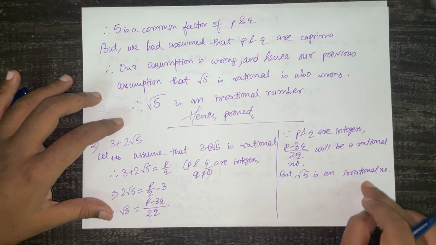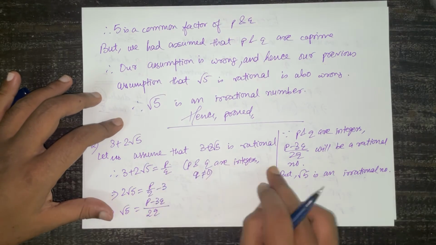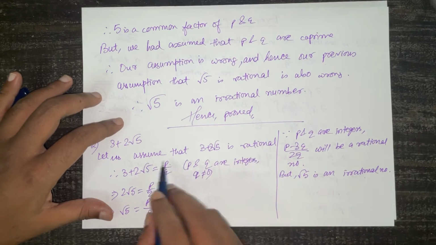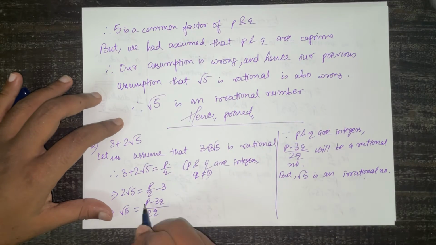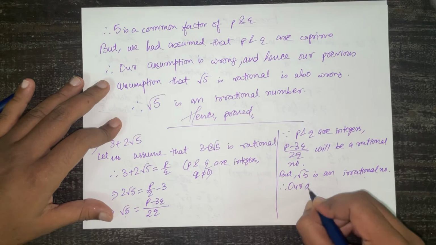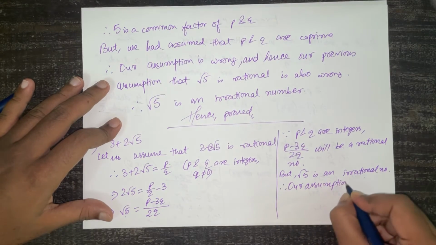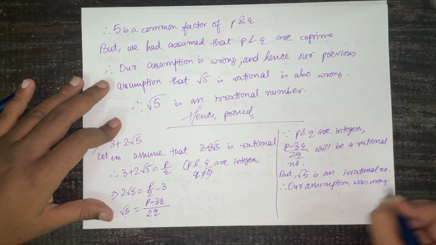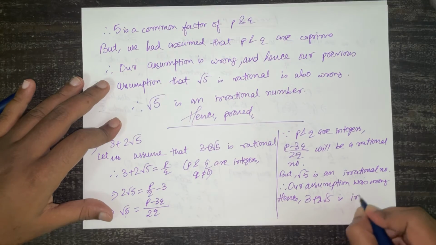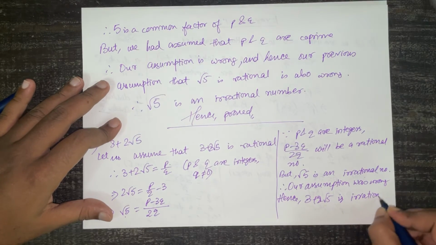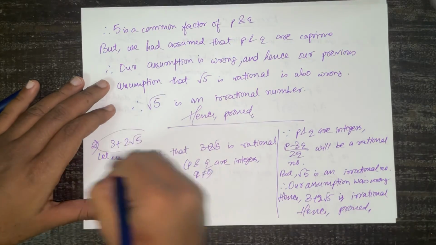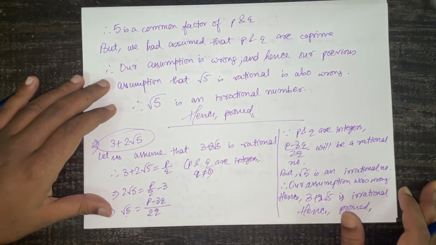So as root 5 is irrational, our assumption was wrong. We considered this to be rational, and that's why we got p by q, and ultimately we got root 5 to be a rational number. But root 5 is an irrational number, therefore our assumption was wrong, and hence 3 plus 2 root 5 is irrational. Again we have proved it. See, although this seemed complex, it is actually a much simpler sum.